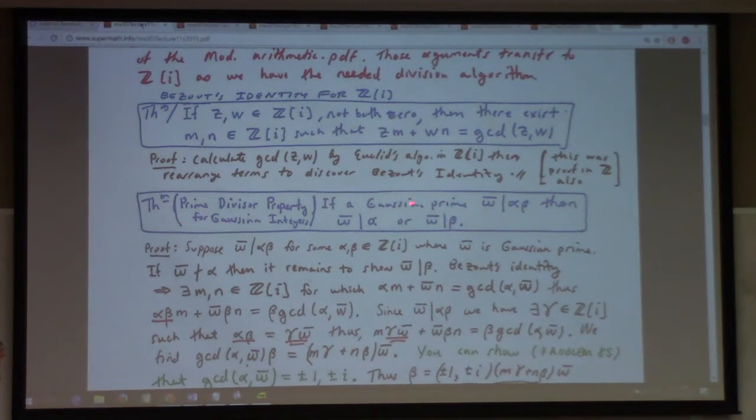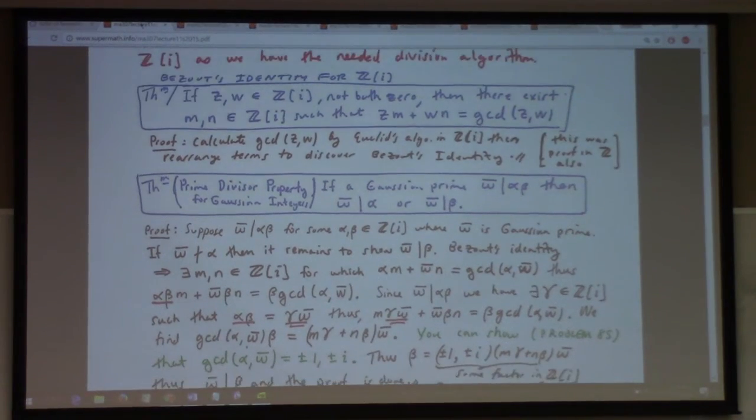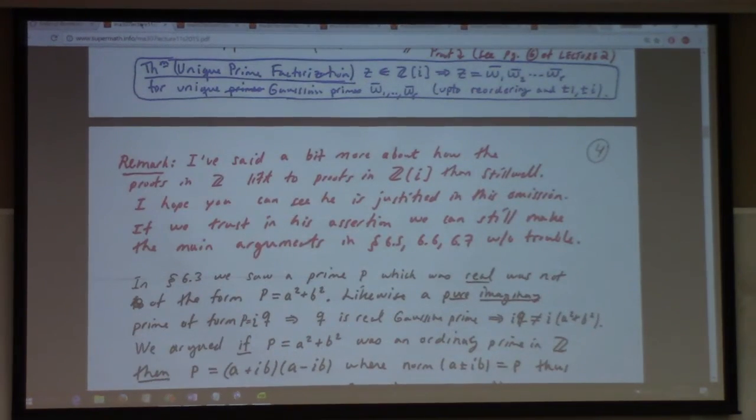We also have the prime divisor property. If you have a Gaussian prime and it divides a product, then the Gaussian prime divides one factor or the other in the product. There's also unique prime factorization in the Gaussian integers. If you have a Gaussian integer written as a product of primes, and another expression for it as a product of primes, then those have to be the same set of primes up to multiplication by the units in the Gaussian integers, which are plus or minus 1 or plus or minus i. So it's very analogous to the integers.